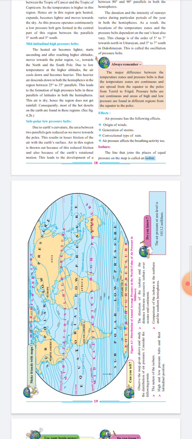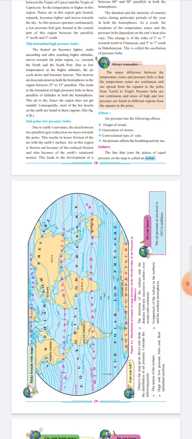The latitudinal position of the high pressure belt is in between 25 degree to 35 degree north, 25 degree to 35 degrees south, and 18 degree north to 19 degree north, 18 degrees south to 19 degrees south. Low pressure belts are there towards south as well as north.